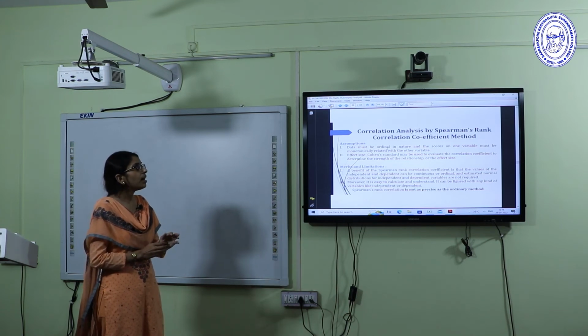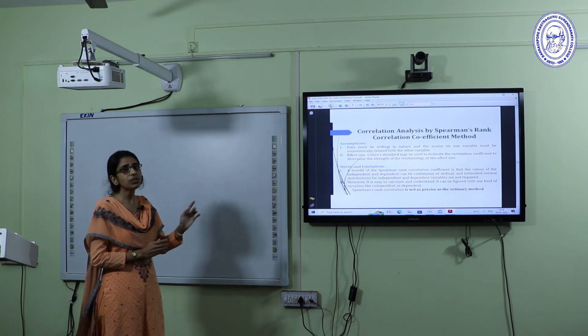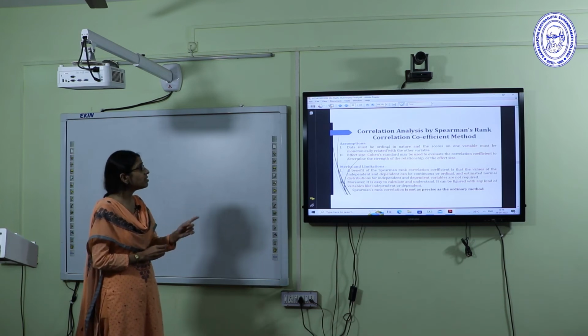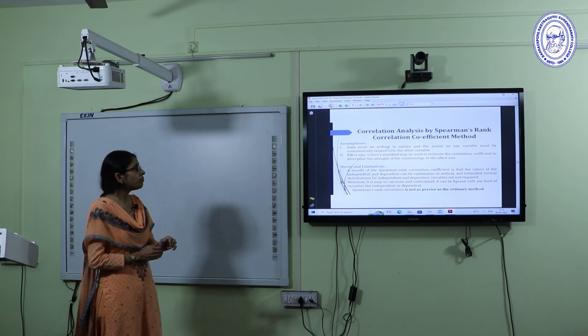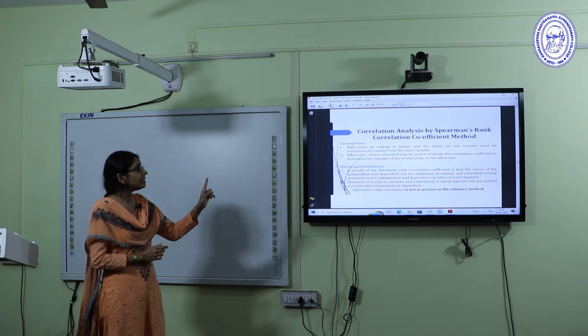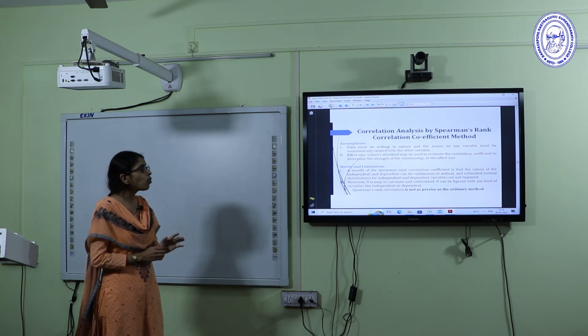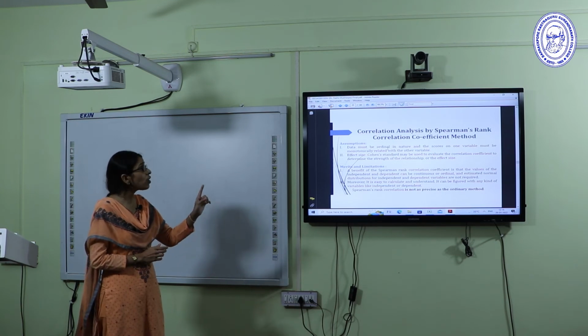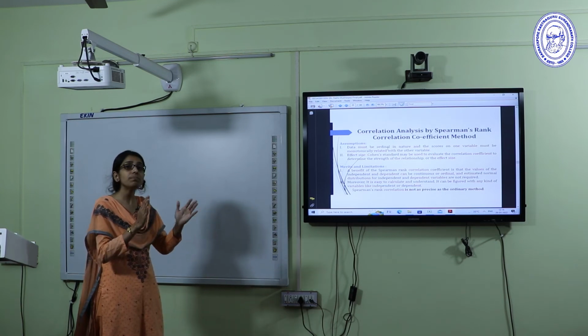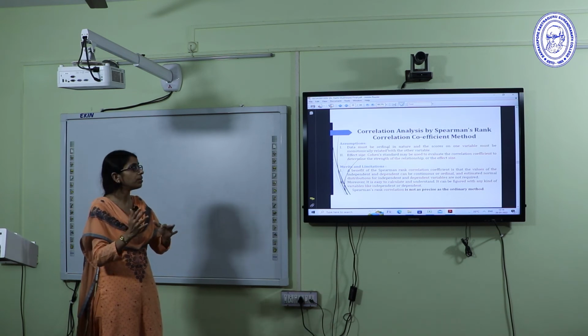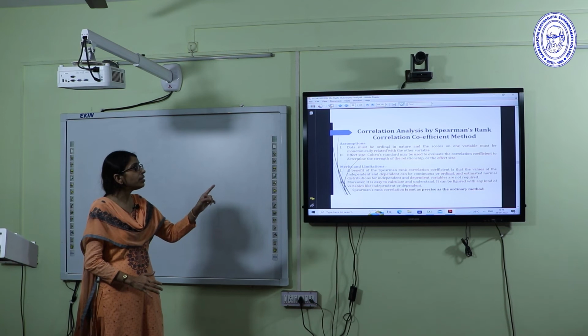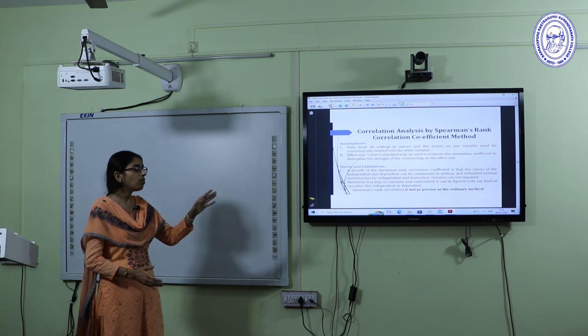Like the other methods, this particular method also has some merits and limitations. The first merit or benefit of Spearman's rank correlation coefficient is that the values of the independent and dependent variables, that means your x variable and y variable, can be continuous, ordinal or ranked.